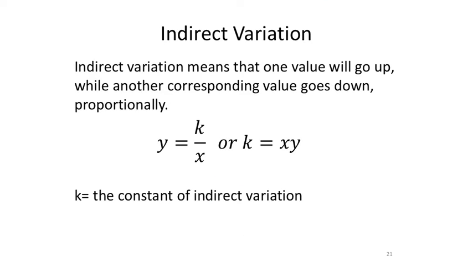Indirect variation is the one that people tend to struggle the most with. Now, we're showing the constant of indirect variation, K, this time. K is X times Y, whereas in direct variation, it's X divided by Y, depending on how it's worded. Indirect variation means one value will go up while the other corresponding value goes down.